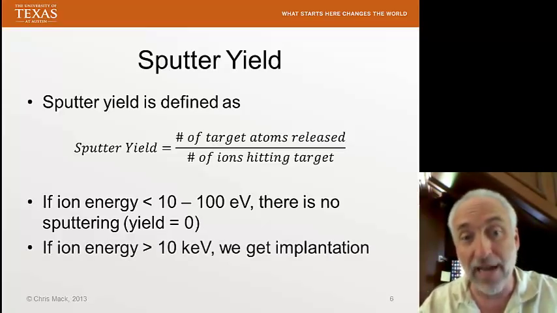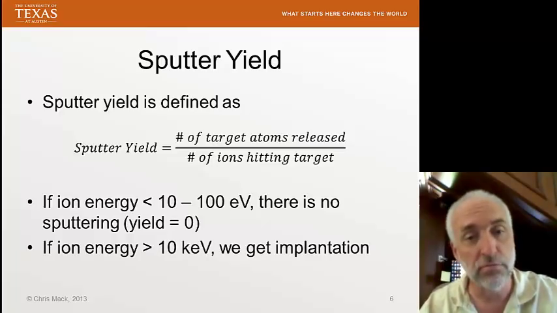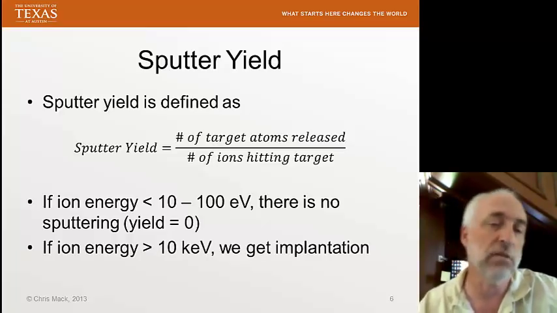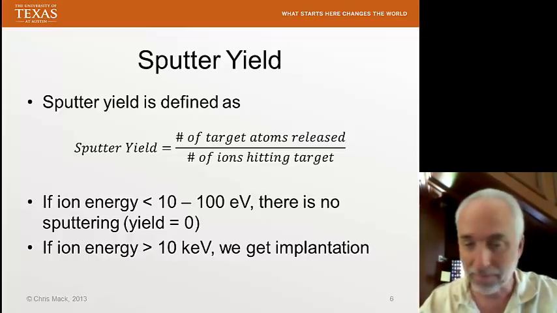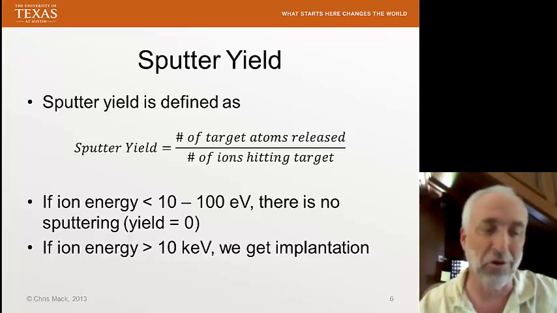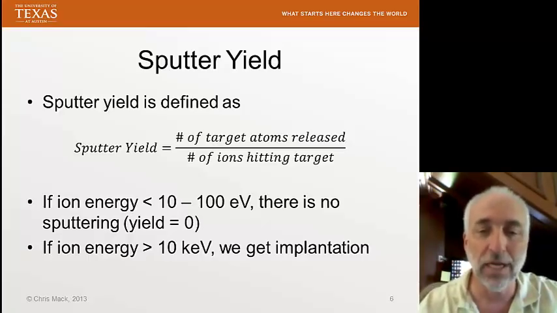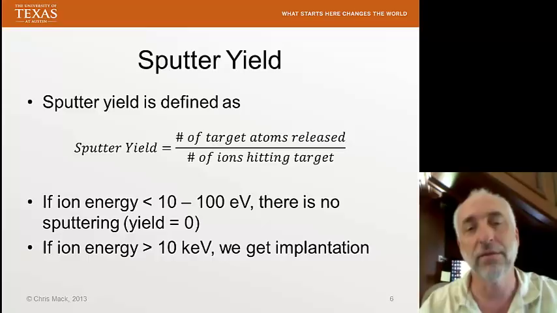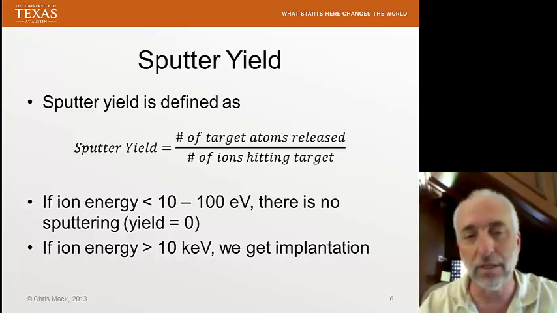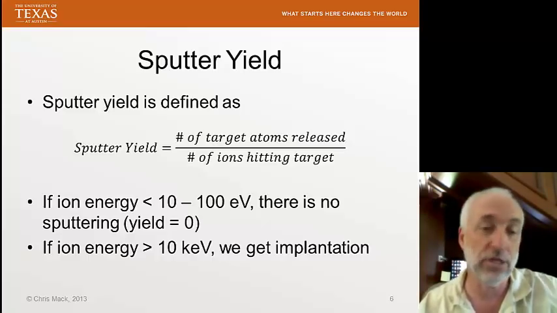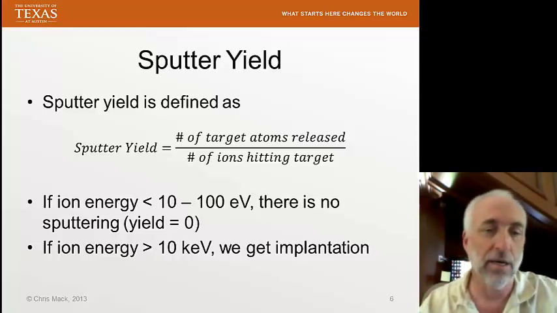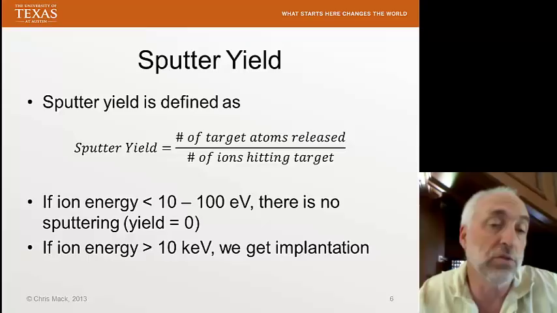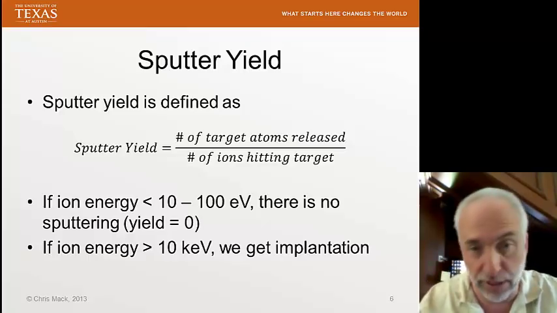Likewise, if the ion energy is too large, bigger than a few keV, something like 10 keV, instead of sputtering, we get ion implantation. Just like we saw when we looked at ion implantation, if you strike an ion into a substrate with high enough energy, you'll get implantation. Implantation is not sputtering. And so our sputter yield goes to 0 at too large of an energy.